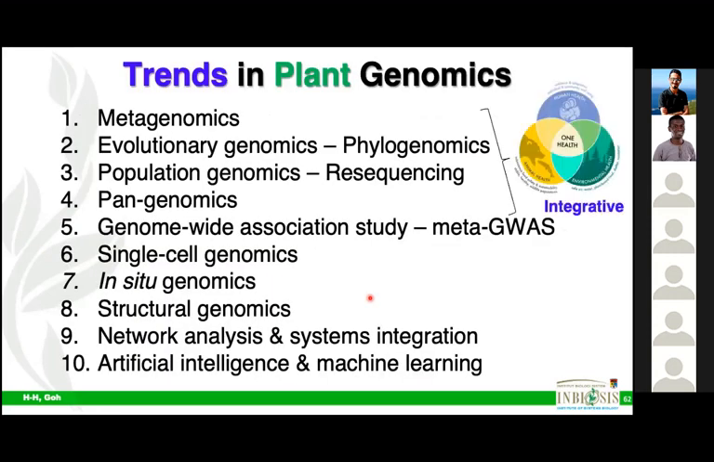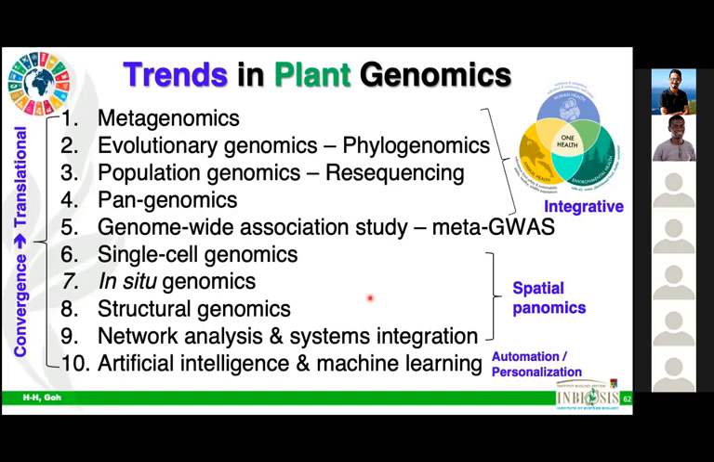Just a recap of our top 10 trends: all the metagenomics until pangenomics are resulting in integrative study together with GWAS and One Health. And then the single-cell, in situ, structural and system integration get this spatial panomics, with automation and personalization with AI together, converging into translational research to achieve the UN SDGs. So all of it has to be applied for the well-being of the planet, people, and prosperity.